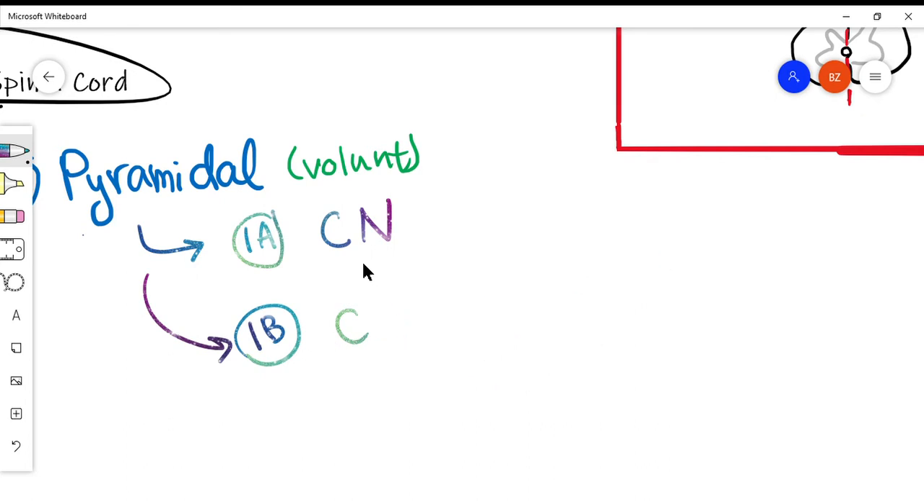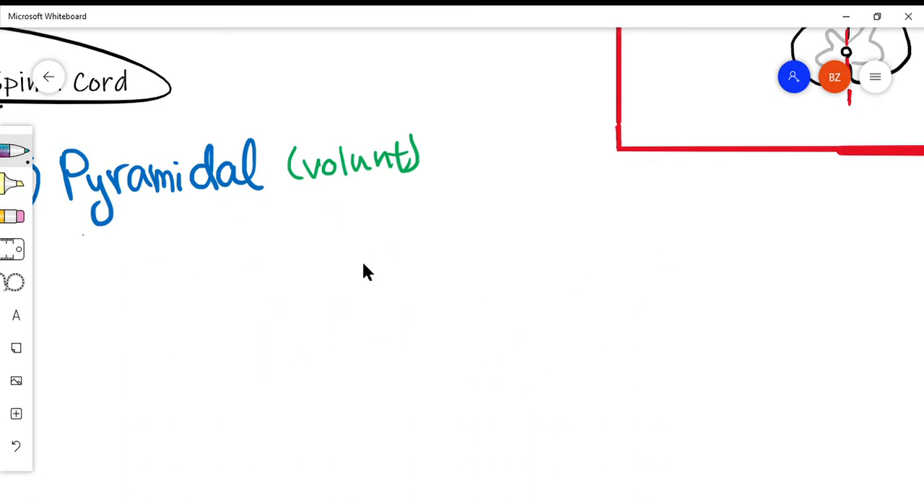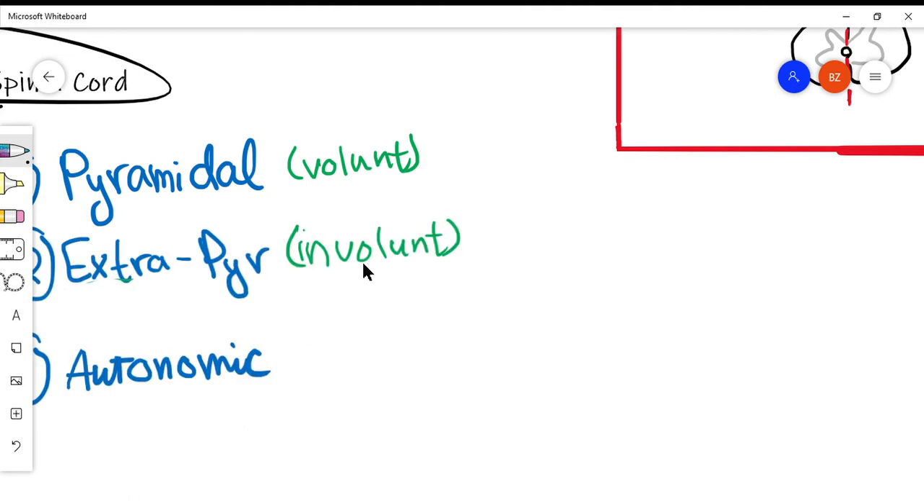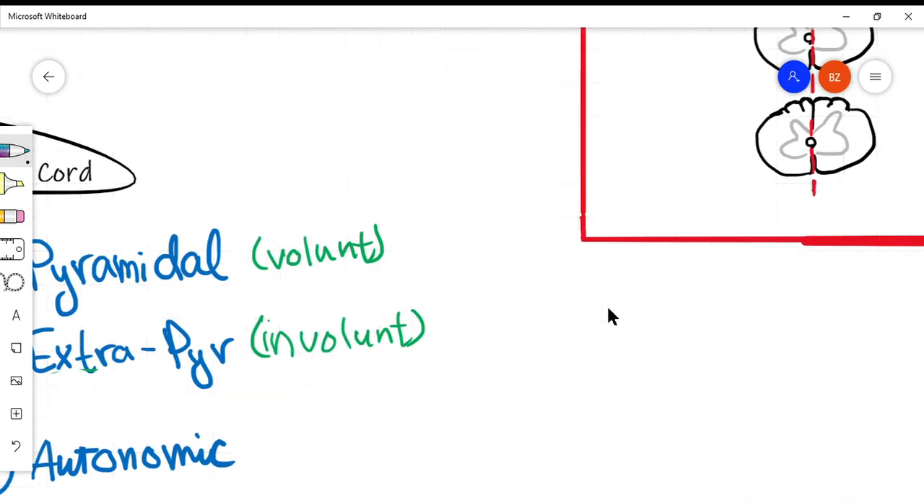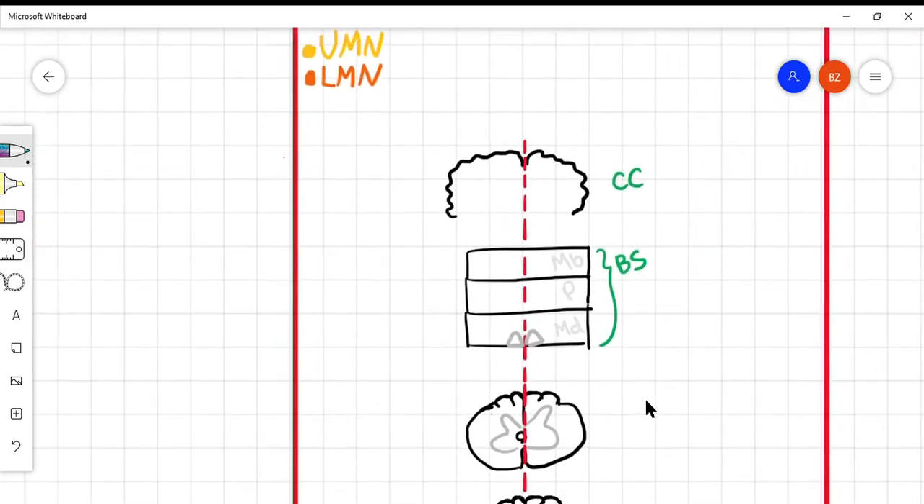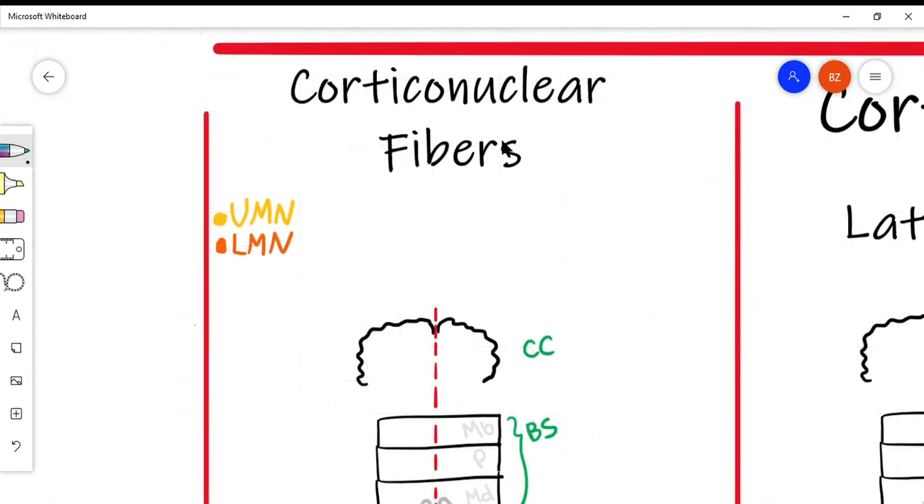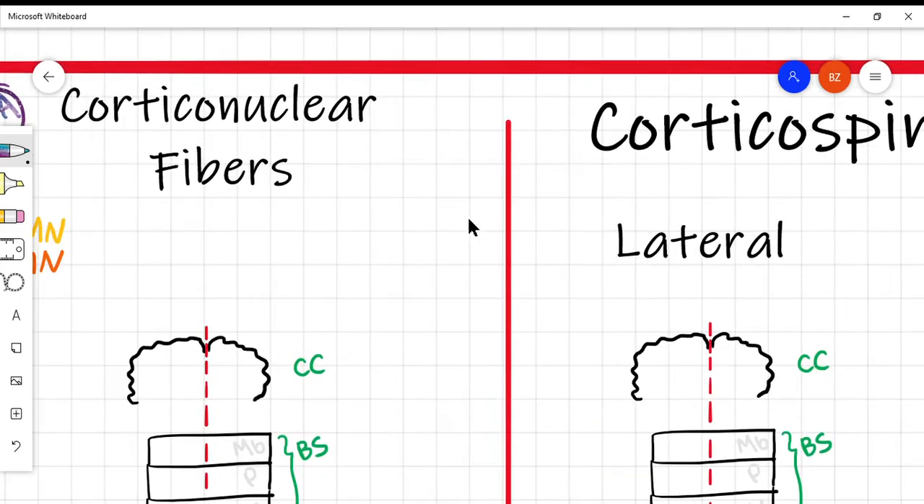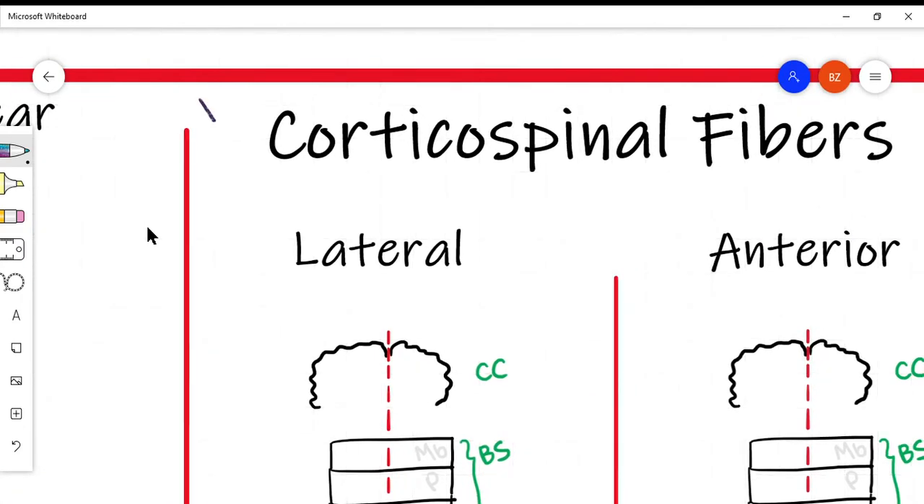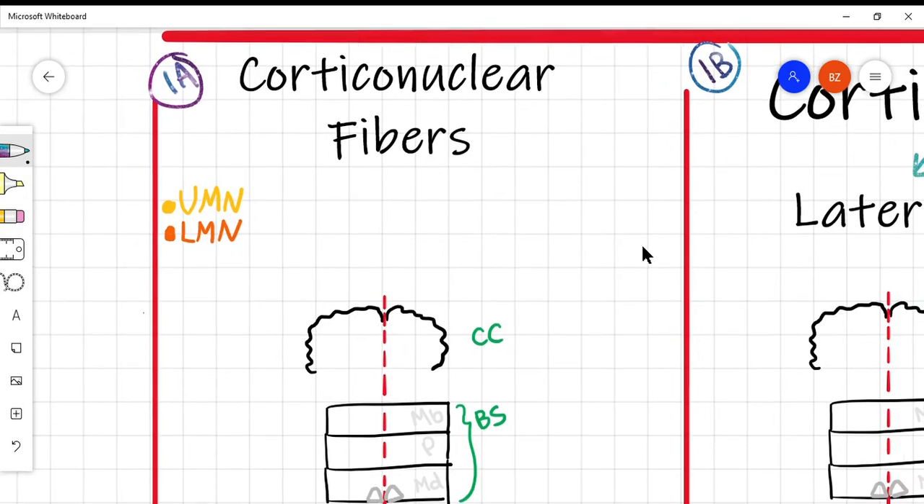Okay, so let's get everything back into place as it was, and let's start talking about the pyramidal tracts. So as we have mentioned, the pyramidal tracts are of two types. The first type is the corticonuclear fibers, the CN, which, as we mentioned before, we called 1A. The corticospinal fibers, let's call them 1B, and then they were further divided into lateral and anterior divisions. So let's now start talking about the corticonuclear fibers.